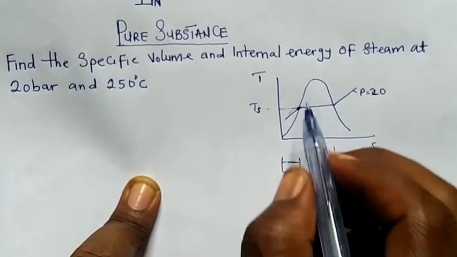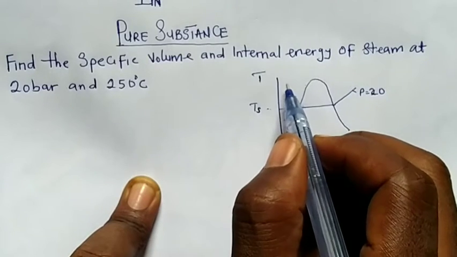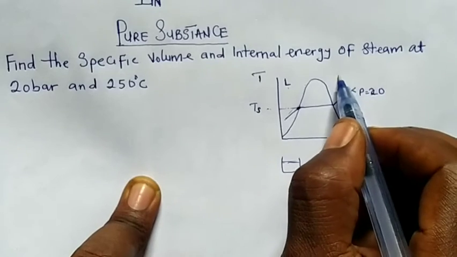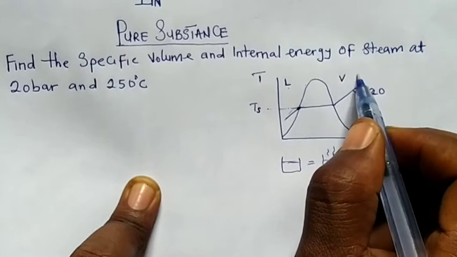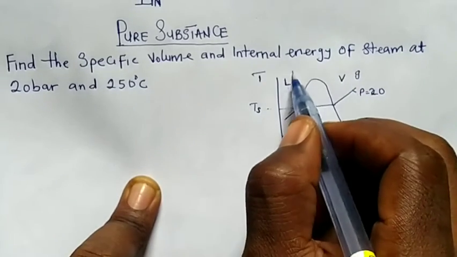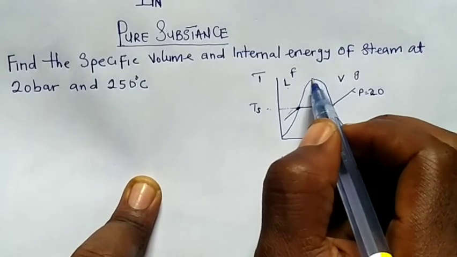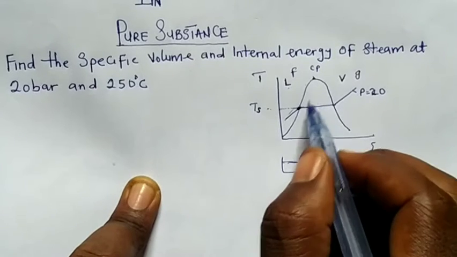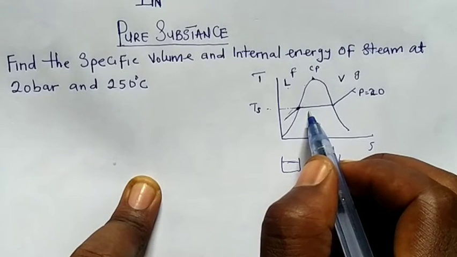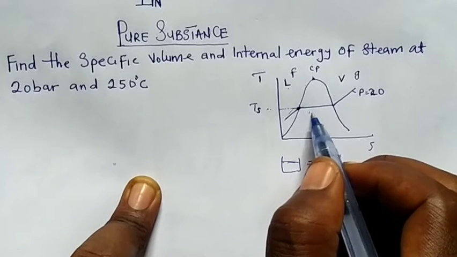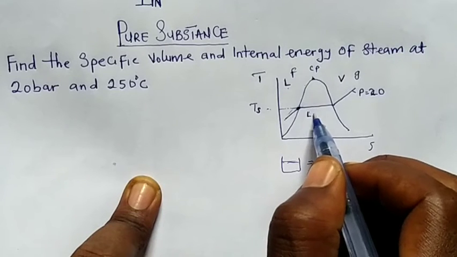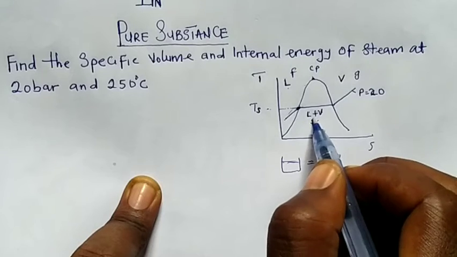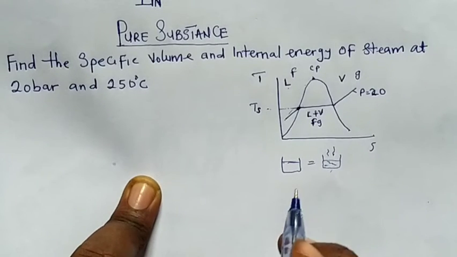Now, one thing you need to know is that the left hand side here is called the liquid region, also known as F. The right hand side here is called the vapor region, also known as G. This point here is called our critical point. This region here is called our wet zone, where the liquid and the vapor exist together, or we can call them FG.